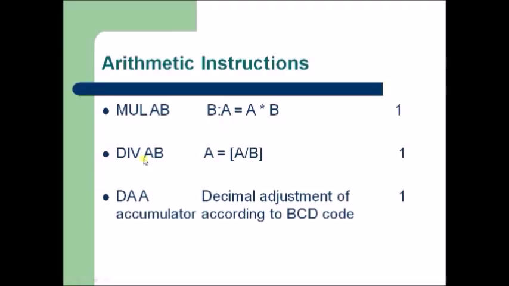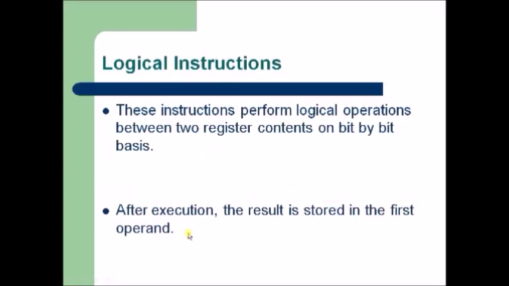Okay, and DIV AB, now it performs the division operation between A and B, that is A is divided by B. Okay, now quotient will be stored inside A and remainder will be stored inside B. DA A, that is decimal adjust of accumulator according to BCD code. If there is any invalid BCD code, then we'll get a valid BCD code with the help of this DA instruction. Now let us see logical instructions.